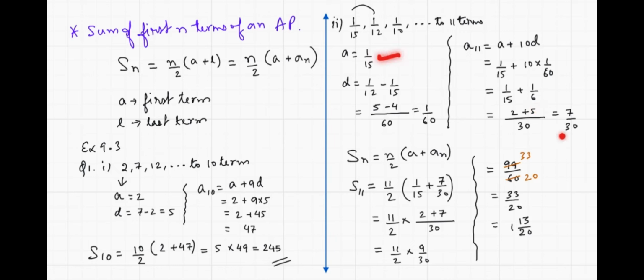Now we have the first term, the last term, and the value of n is 11. Sn will be equal to n by 2 times the sum of the first term and the last term. S11 equals 11 by 2 multiplied by 1 by 15 plus 7 by 30. Again taking LCM, we have in the numerator 2 plus 7, that is 9 by 30. Or we can say 11 times 9 is 99 by 2 times 30 is 60, cancelling by 3, 33 by 20. This can also be written as 1 and 13 by 20.